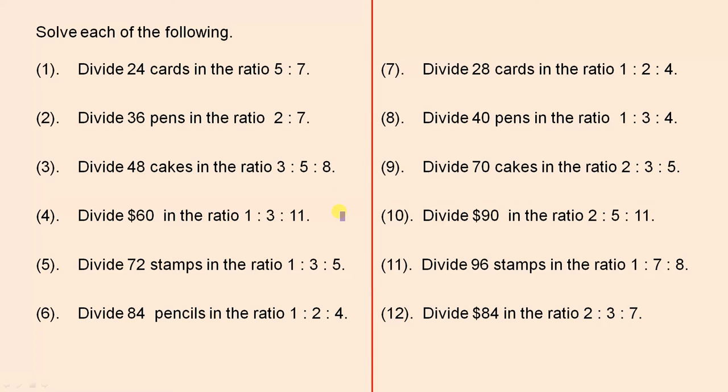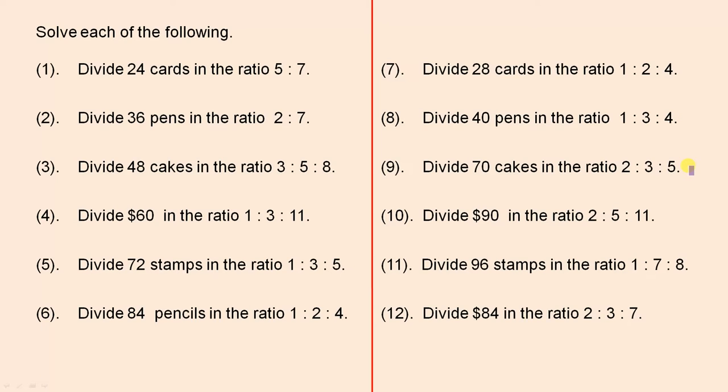Divide $60 in the ratio 1:3:11. Divide 72 stamps in the ratio 1:3:5. Divide 84 pencils in the ratio 1:2:4. Divide 28 cards in the ratio 1:2:4. Divide 40 pens in the ratio 1:3:4.